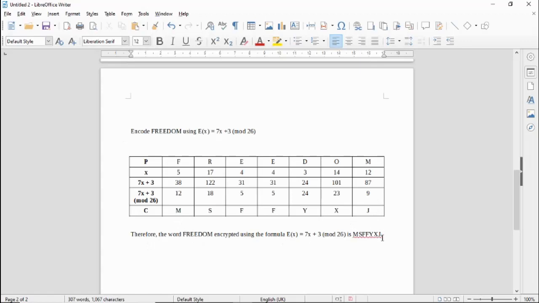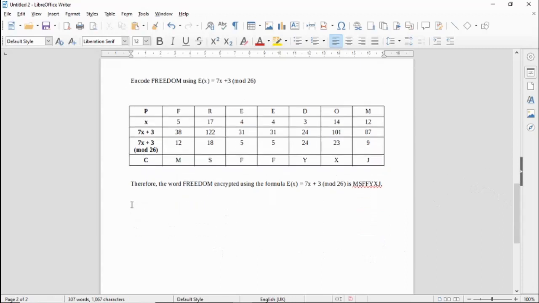With Affine ciphers, you can also use it to decipher, to decrypt words. So for example, you could decrypt this word to get the word freedom. But that could be a topic for another video. So this is how you encrypt a word using the Affine cipher.